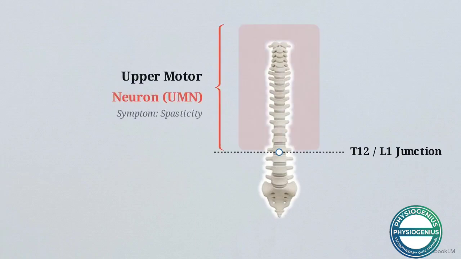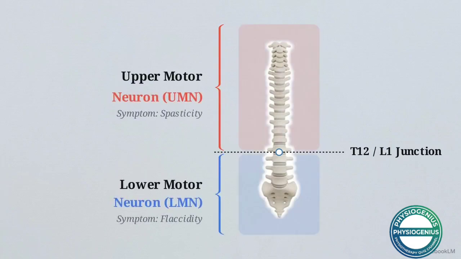The most critical coordinate is the junction between the T12 and L1 vertebrae. This boundary line divides neurological injuries into two clinical presentations. Injuries above that threshold fall into upper motor neuron, or UMN, territory. Damage below lands in lower motor neuron, or LMN, territory.